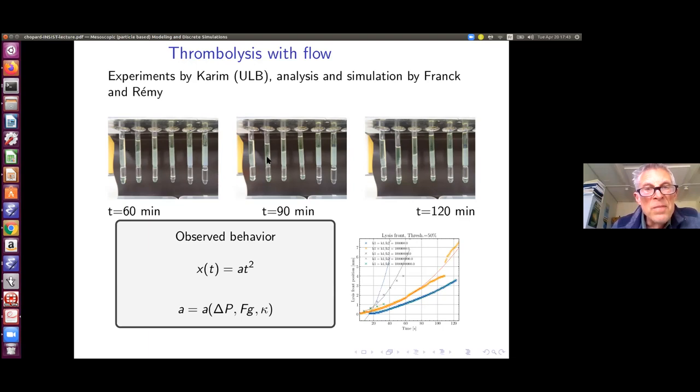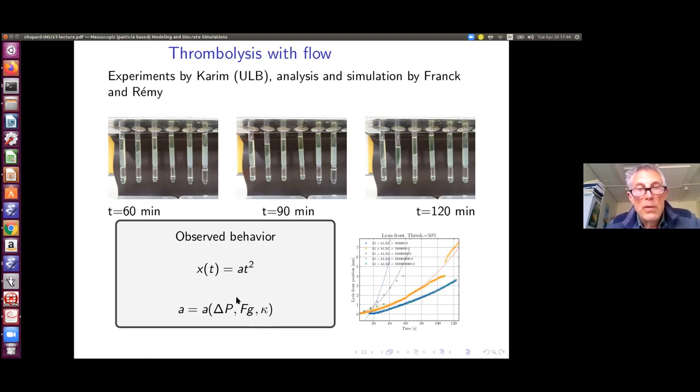You can see that after a given time, these two test tubes with low fibrinogen content almost disappeared. But this one, which has a much higher fibrinogen content, survives. It is much more difficult to lyse. What we observed, which is what is actually our surrogate model for now that is used by Work Package 6, is that the position of the front that moves down as time goes on just goes as a parabola. That's what we get from the detailed observation of all these images. And this coefficient A is a function of the pressure gradient, the pressure difference between the two parts, the concentration of fibrinogen that we use to create the clot, and its permeability.